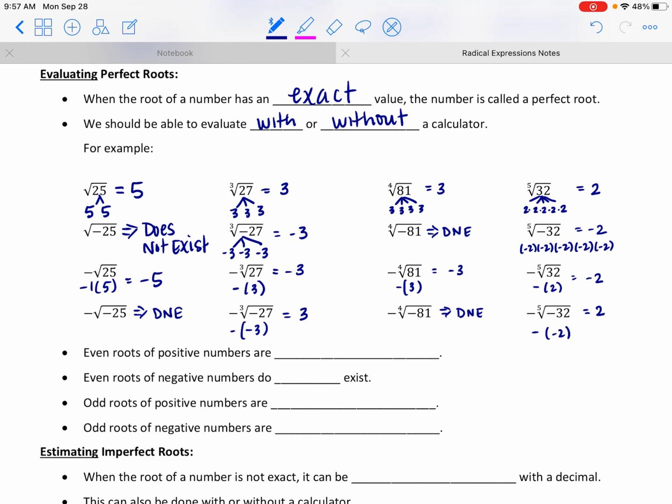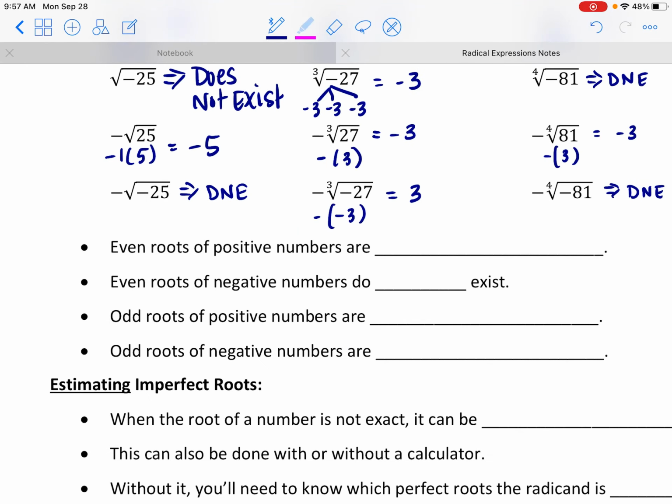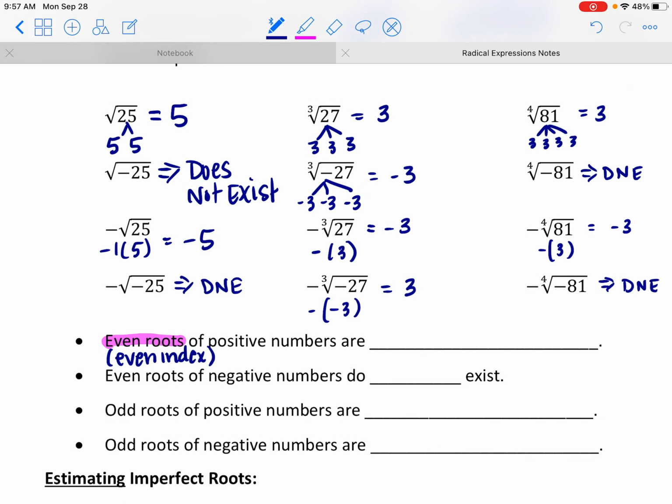But more importantly, if you're taking an even root, and when I say an even root, what I mean is the index of the root is even. So this would be an even index. So a square root, a fourth root, a sixth root, and so on. If you're taking an even root of a positive number, like the square root of 25, or the fourth root of 81, that is an even root of a positive number, then what do you get? You get a positive result. Okay, so even roots of positive numbers are positive.